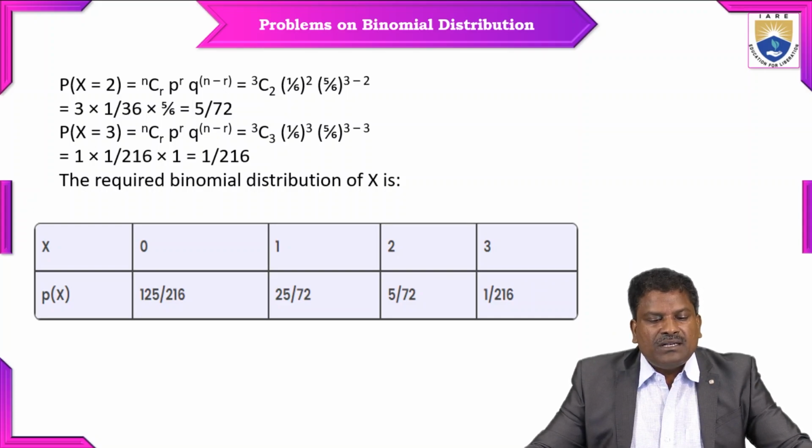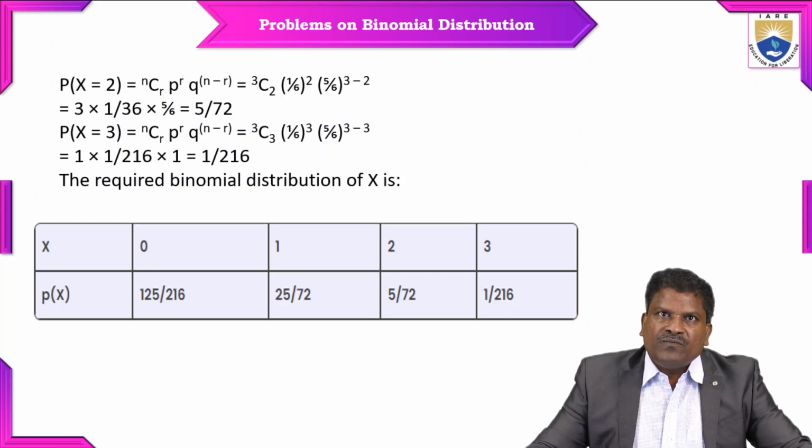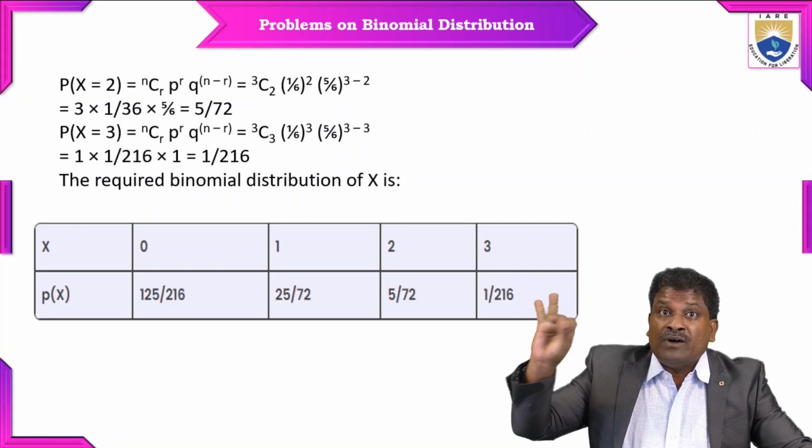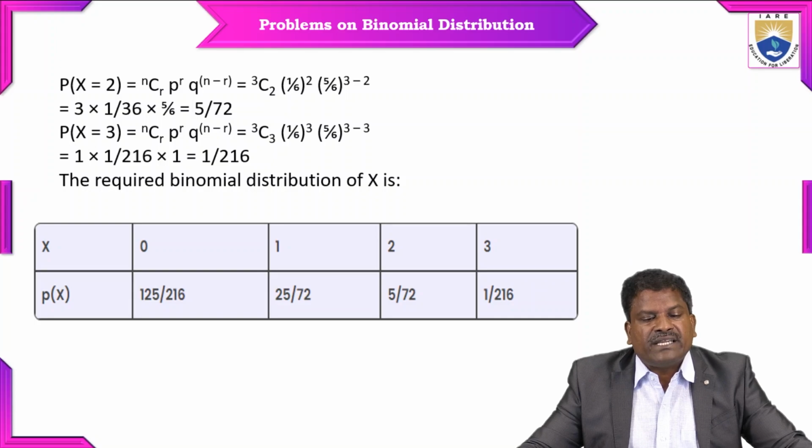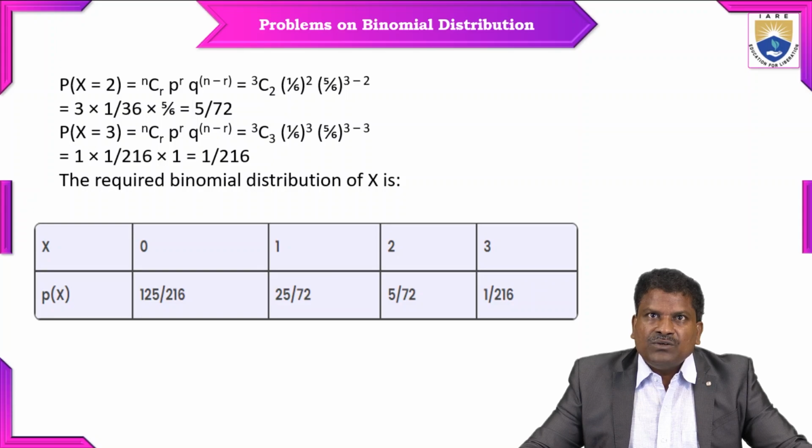In the same way, you go for P of x is equal to 3. Why? Here x is taking the values 0, 1, 2, 3. Now we are calculating for P of x is equal to 3. Same formula, keep it there, nCr p to the power r into q to the power n minus r. Then it will become 3C3 into 1 by 6 whole cube into 5 by 6 to the power n minus r, 3 minus 3 is 0. So its value will become 1 by 216.